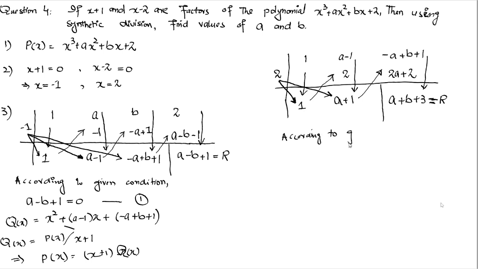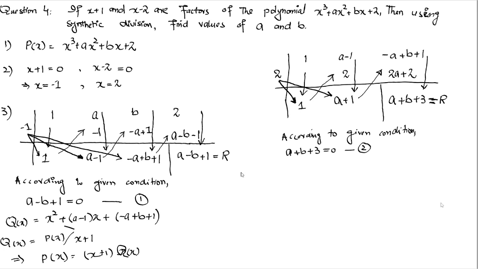given condition, and the given condition is x minus 2 is a factor of the given polynomial. So if it is a factor of the given polynomial, then the remainder a plus b plus 3 must equal to 0. So we can write a plus b plus 3 must equal to 0, and let's say this is equation number 2.